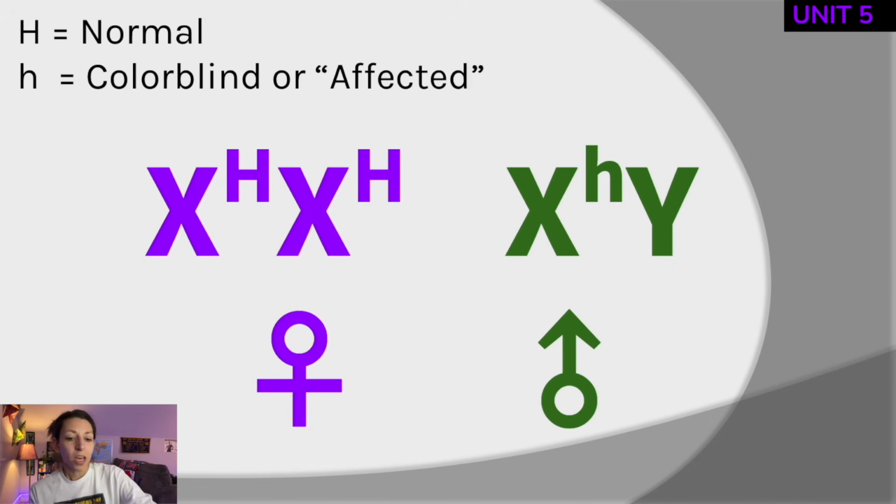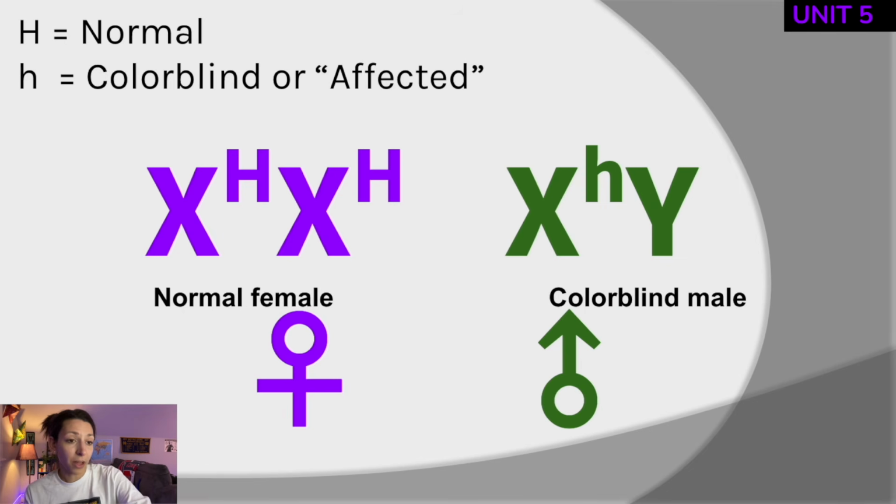And here we have a case with a female who is normal. Her alleles are unaffected and the male is colorblind.